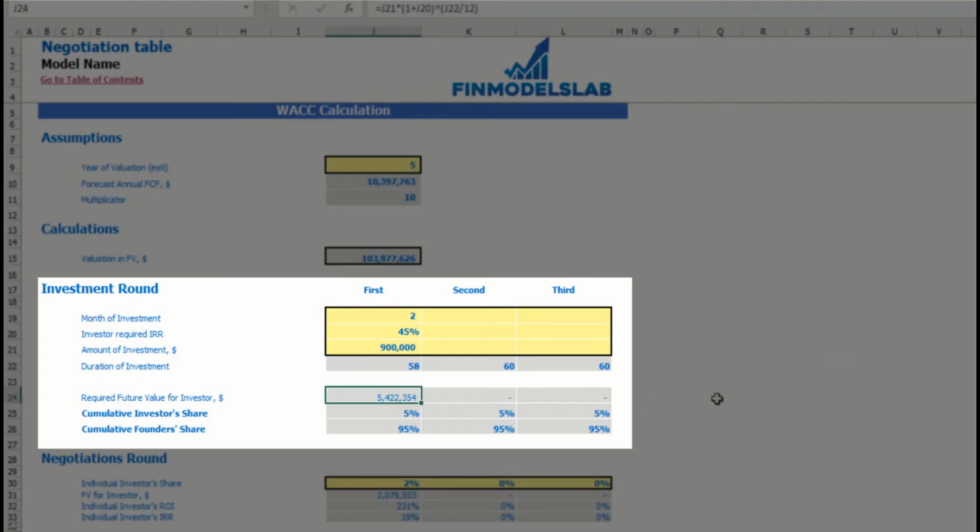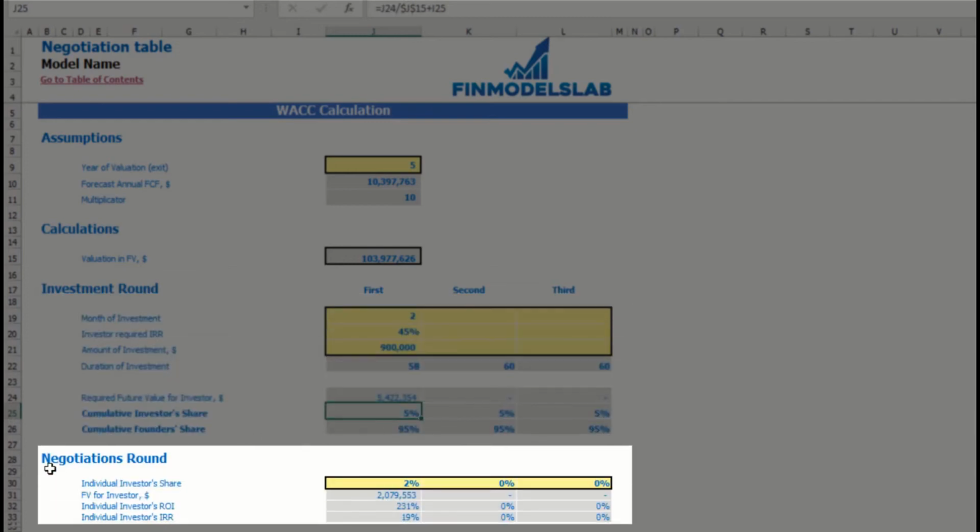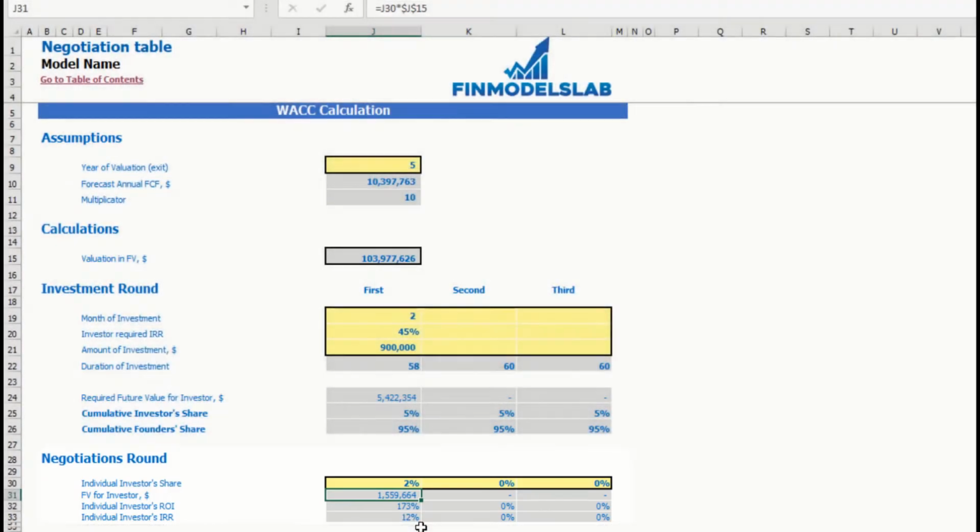Here is a calculation of required future value for the investor and the shares, cumulative investor share and cumulative founder share, based on these assumptions. In terms of the negotiation round, you can input an individual investor share as an assumption, for example 1.5, and you may see the calculation of future value for the investor, individual investor ROI and individual investor's IRR.